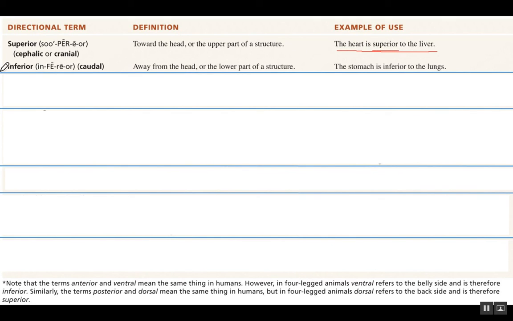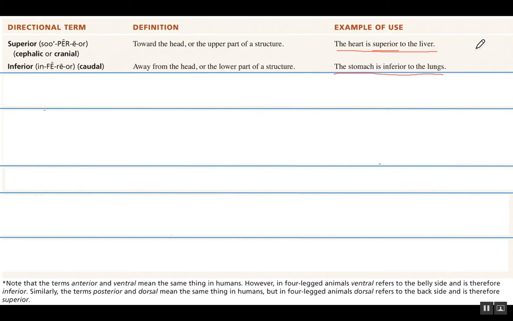The opposite term to superior is inferior. Inferior means away from the head or below or a lower part of a structure. We often use caudal. Caudal means tail, so towards the tail would be caudal. So looking at the example, the stomach is inferior to your lungs. I think we know our lungs are in our chest, and I think we know our stomach is below that in our abdomen. So the stomach is inferior to the lungs.